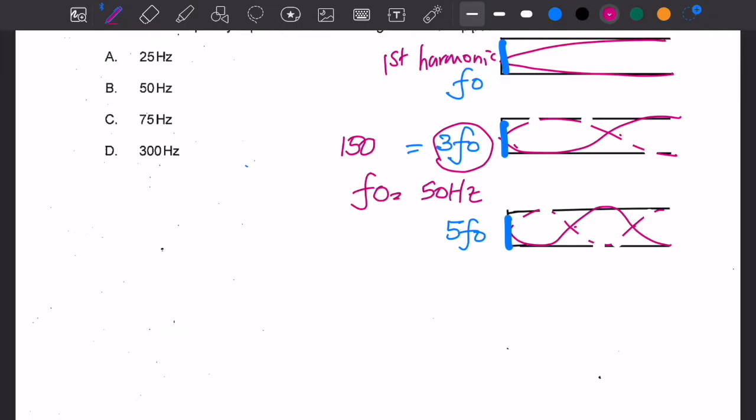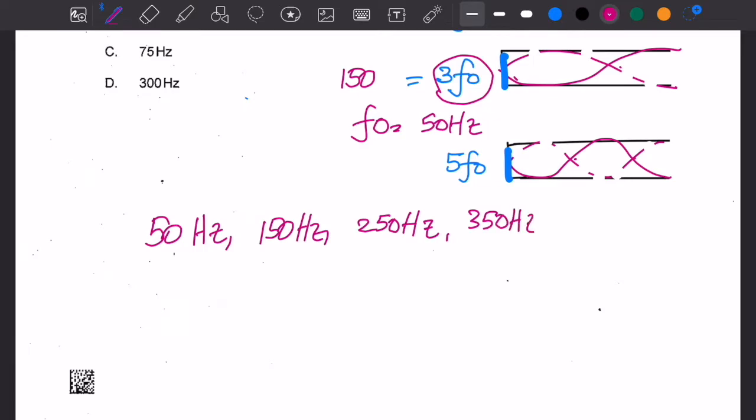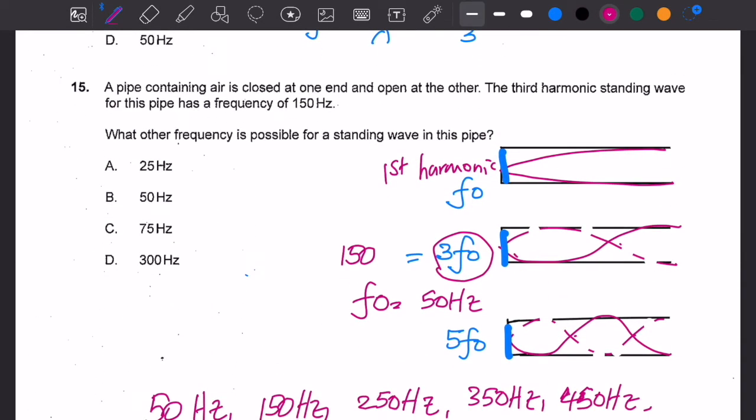So if you look at this pattern, all the frequencies which can be produced are 50 hertz, 150 hertz, 5f naught means 250, 350, 450, these numbers. Now if you look at this one, out of these numbers we derive, 50 is given, so answer should be B.